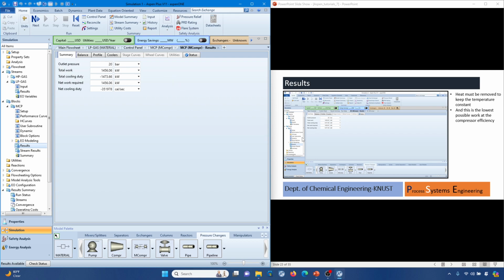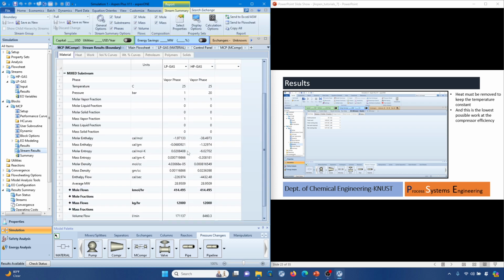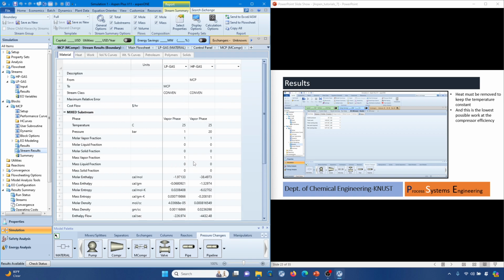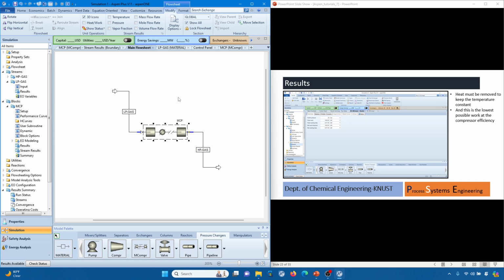So that's it for pressure changes in Aspen Plus. There are additional, more challenging problems in the material for training yourself or flexing your muscles.